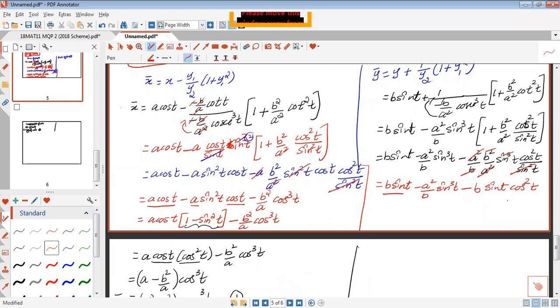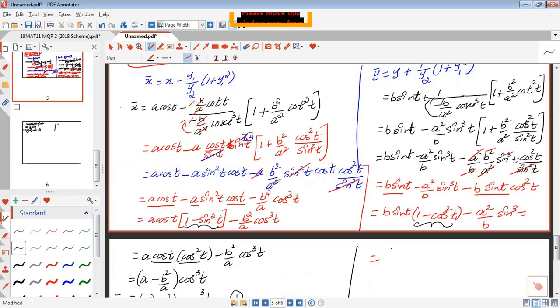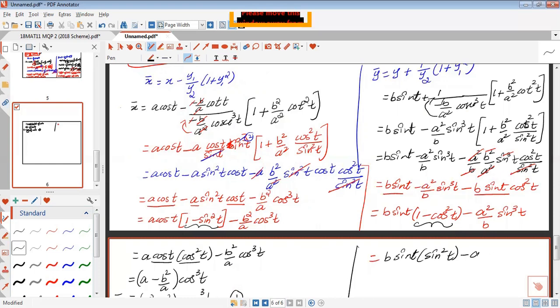Look at the first and third term. B sin t is common in the first and third term. Remaining is 1 in the first term, and in the last term cos square t is remaining. Minus the second term as it is, a square by b with a negative sign, sin cube t. Further, 1 minus cos square is sin square. So 1 minus cos square is sin square t minus a square by b sin cube t.